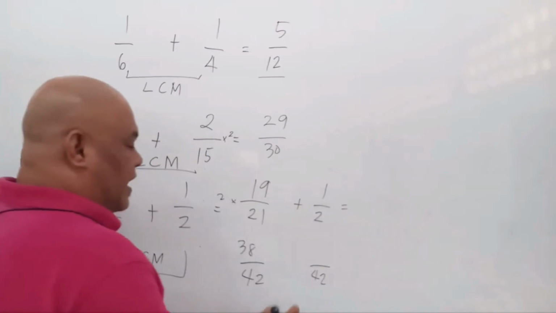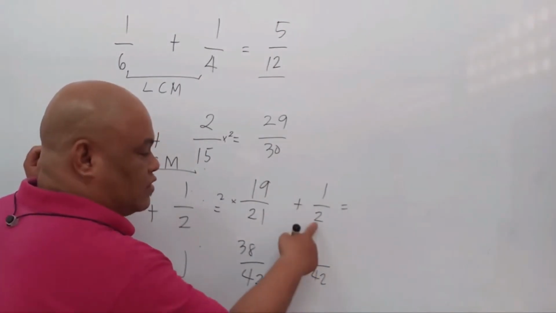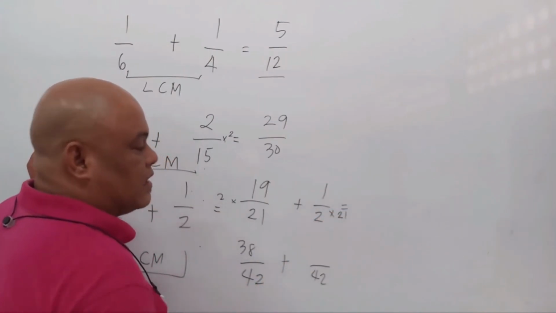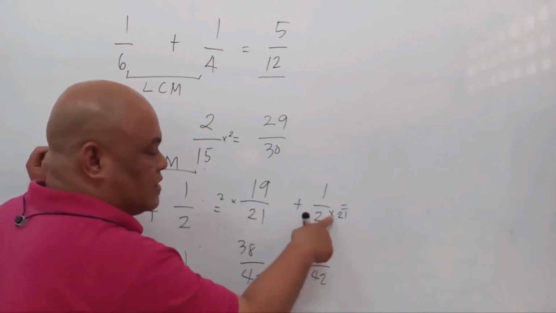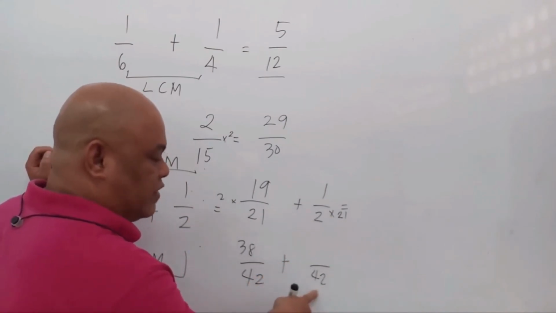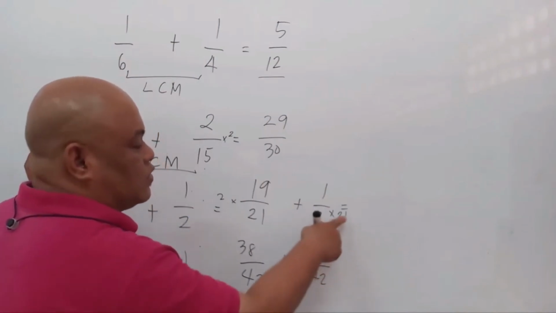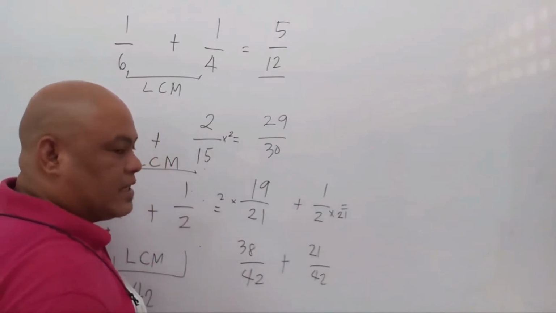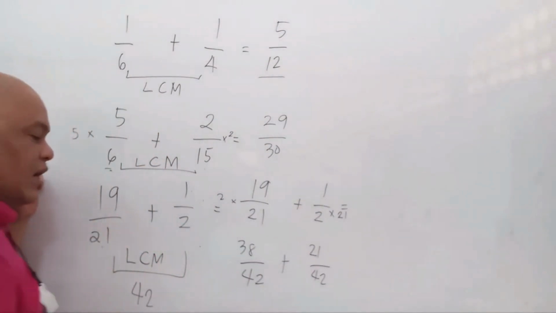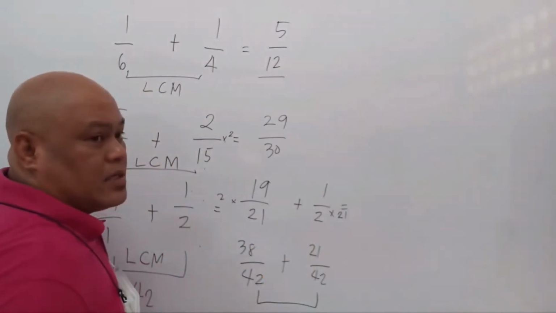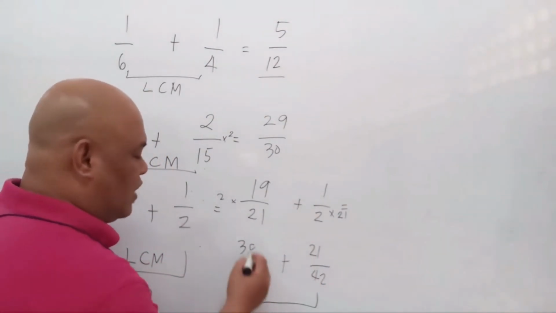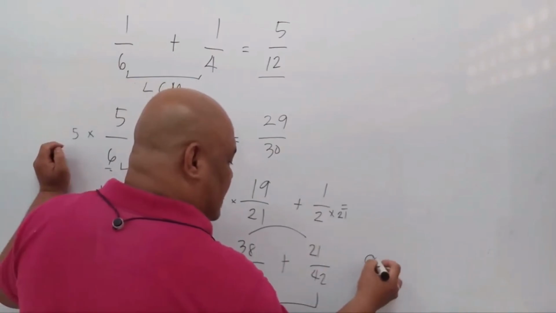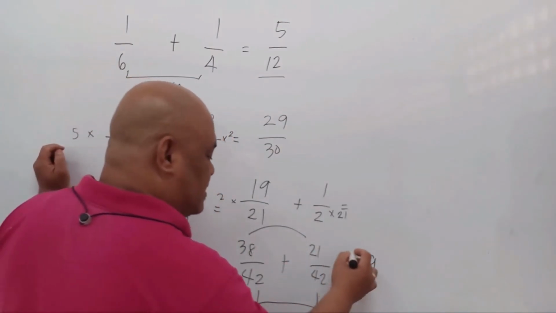Next is, how do you get 42 in 2? You have to multiply by 21. Right? 2 times 21 is 42. So 1 times 21 is 21. Now, what is the answer? You get the same denominator. So meaning, you have to add the numerators. 38 plus 21 is 59.